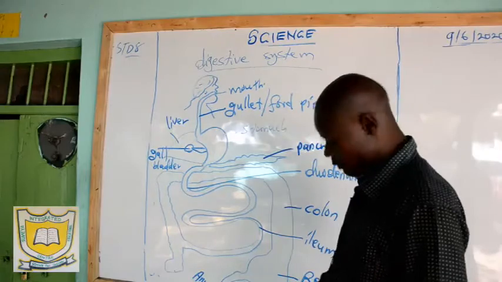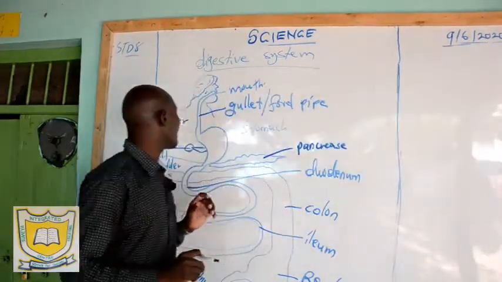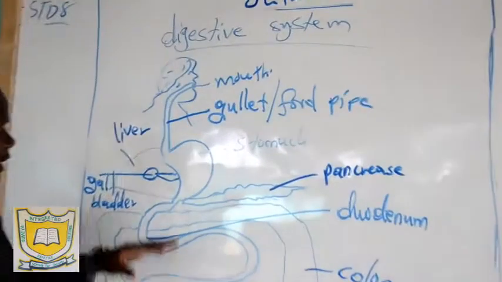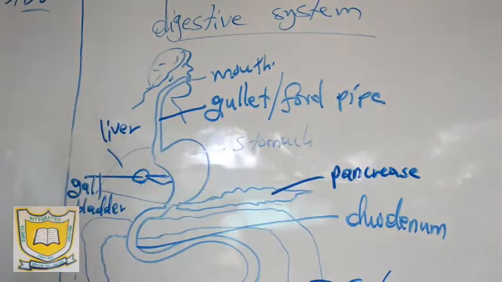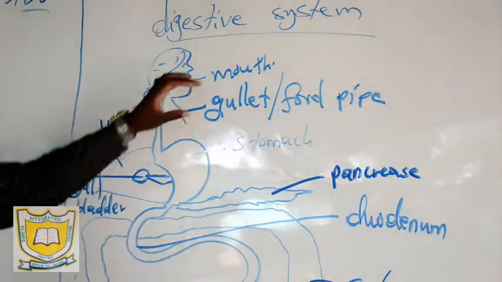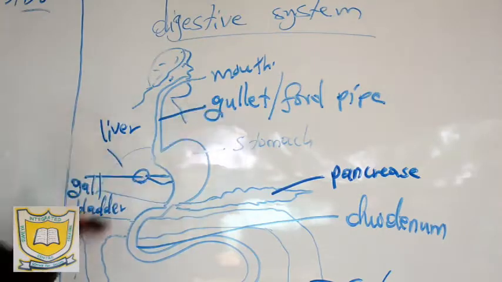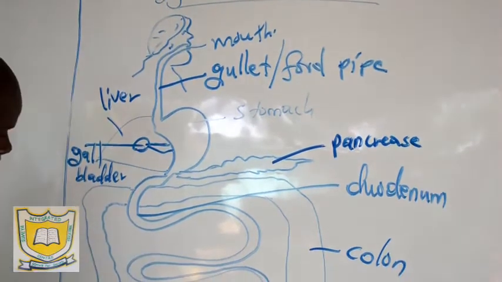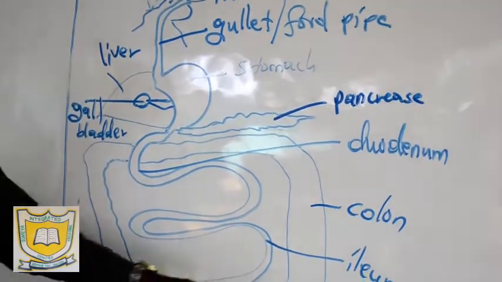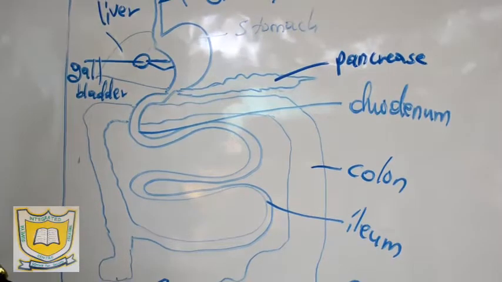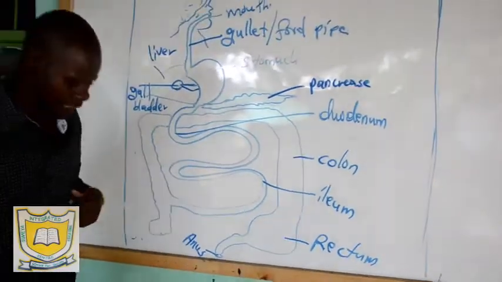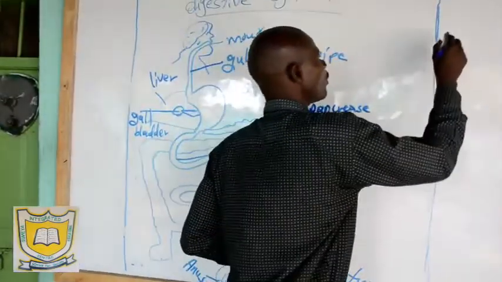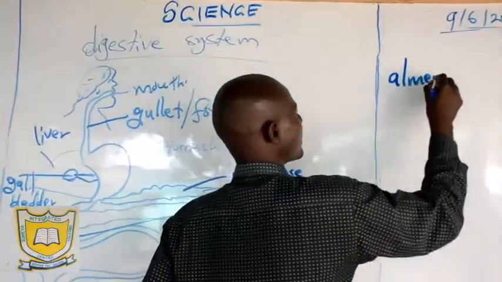Okay, the digestive system. The digestive system is as simple as we have drawn it here, like this. The parts of the digestive system start from the mouth, the gullet, the stomach, the duodenum, the ileum, the colon, the rectum, and the anus. Those are the parts of the digestive system. Now, what is the other name of the digestive system? The digestive system is also known as the alimentary canal.